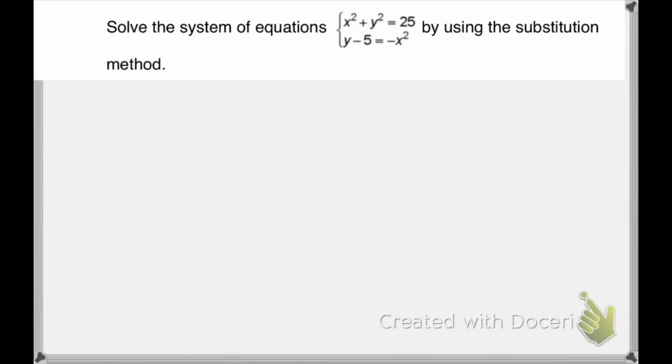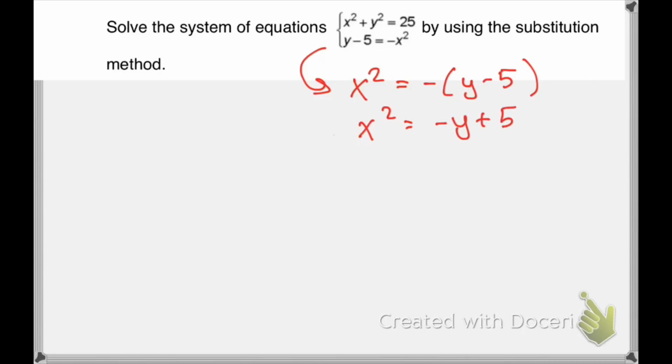So what we're going to do, I'm going to take this equation. I'm just going to solve for x squared. So x squared is going to be equal to, I'm going to multiply this by negative. What I do to one side, I do to the other. So this will give me negative y minus 5, which x squared is equal to negative y plus 5. So that's what I'm going to be working with.